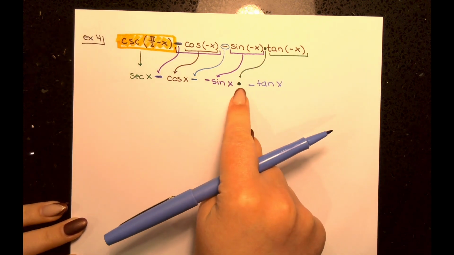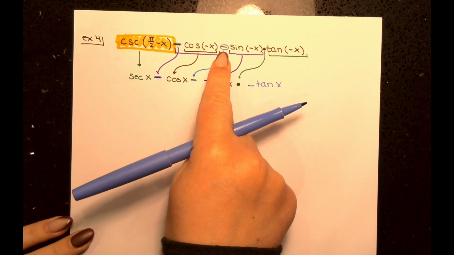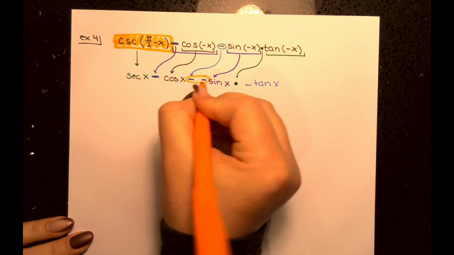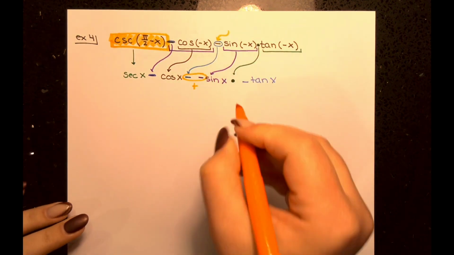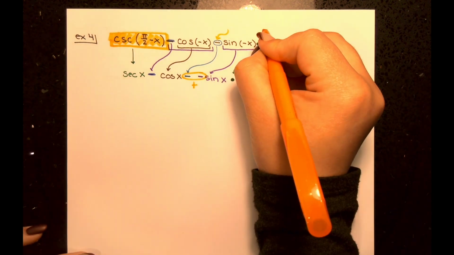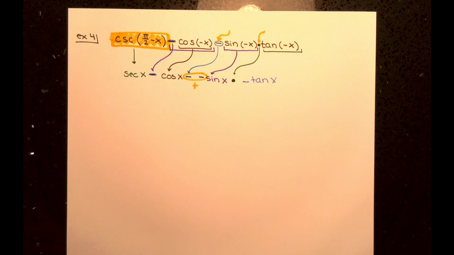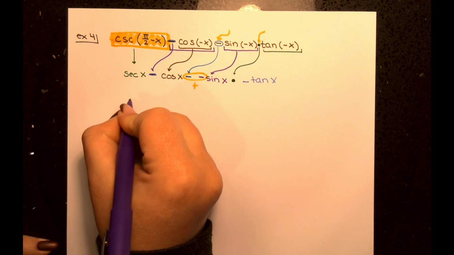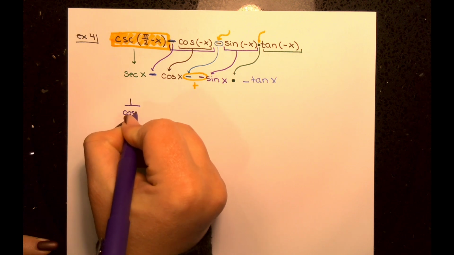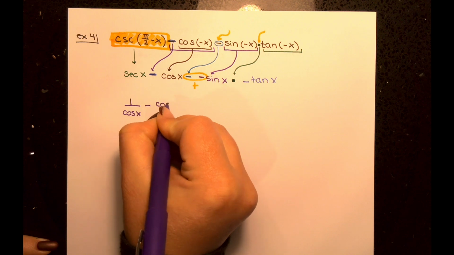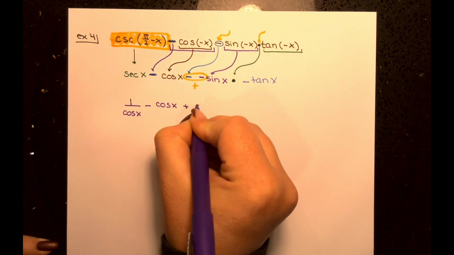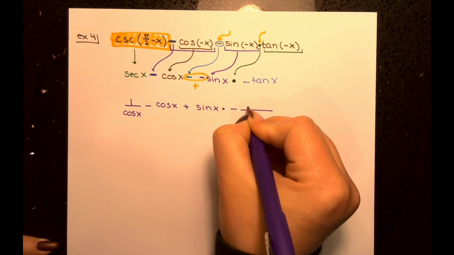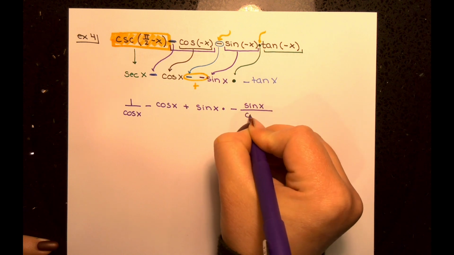This is not subtraction. This is multiplying by negative. This one is subtraction. So here, yes, you can change this into addition because originally it was subtraction. Here, we cannot make it into subtraction because we have multiplication. Be careful. Let's write this out. We have secant, which is 1 over cosine of x, minus cosine of x, plus sine of x times a negative tangent, which is sine of x over cosine of x.